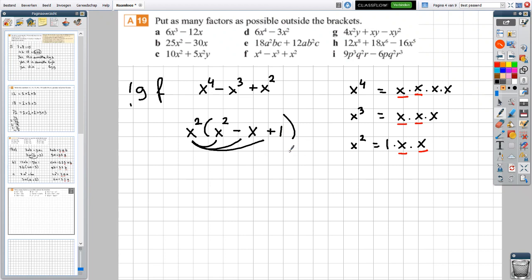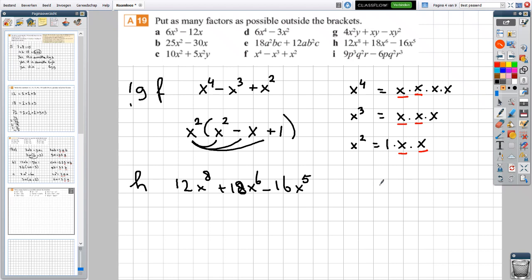And let's take a look at another one. Let's do H. H is even more, you could say, difficult because I have more difficult terms. 12x to the power of 8 plus 12x to the power of 6 minus 16, and I have to write this down correctly, that's an 18, minus 16x to the power of 5. I already know, because I have x to the power of 8, x to the power of 6, and x to the power of 5.